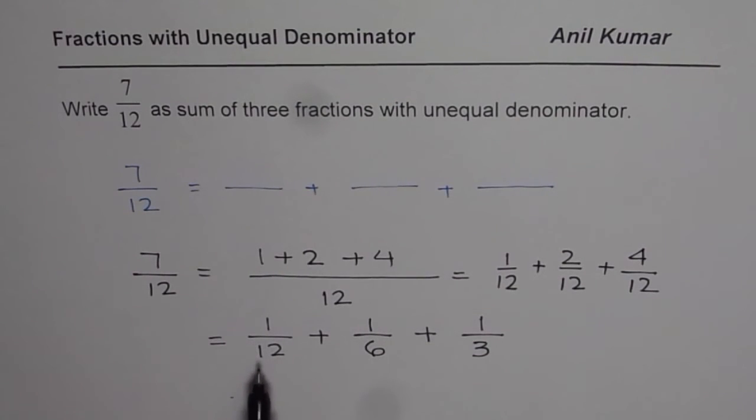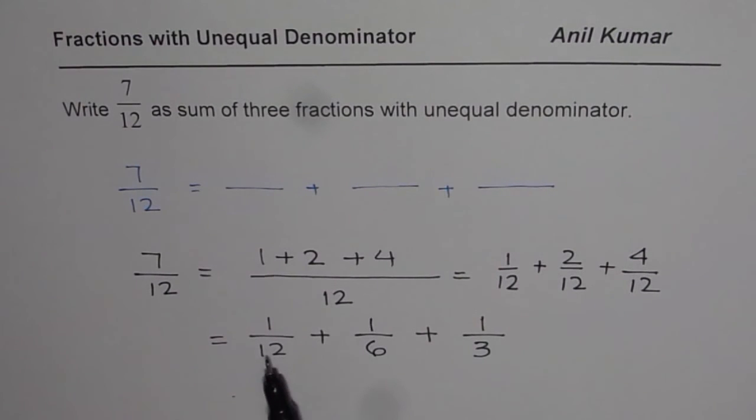So if you add 1 over 12, 1 over 6 and 1 over 3, what do you get? You get 7 over 12. So that is how you can solve these questions. And this will also help you to understand the reverse way. That is, if you are given a question like this, how to add them up?